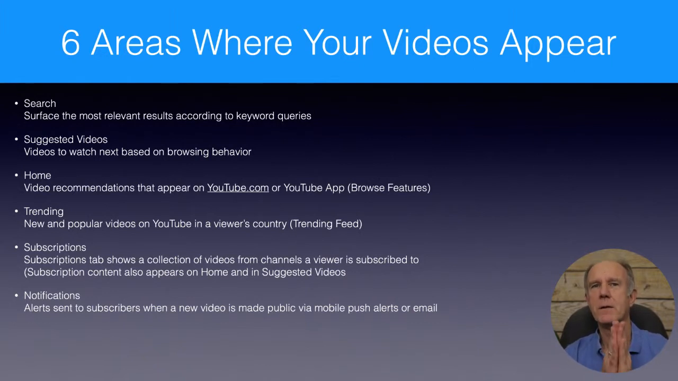Then home, this is the home screen at youtube.com or the YouTube app, which you normally see as browse features if you go into your YouTube analytics. These are video recommendations that are fed to you on the home screen. So if you're watching a lot of cat videos, then on youtube.com, you'll start getting a lot of cat videos.